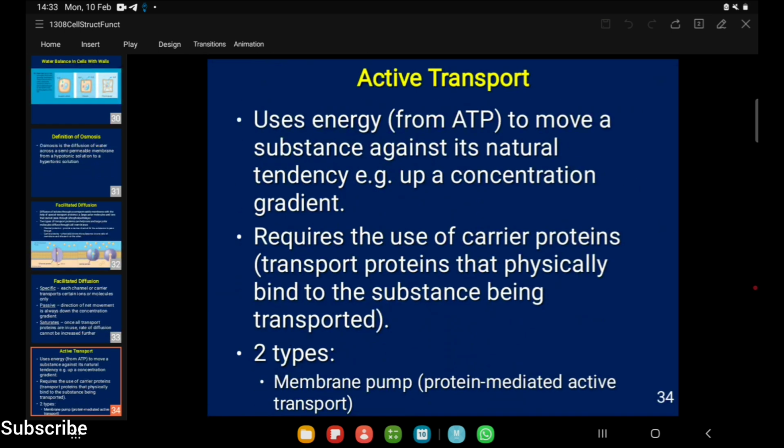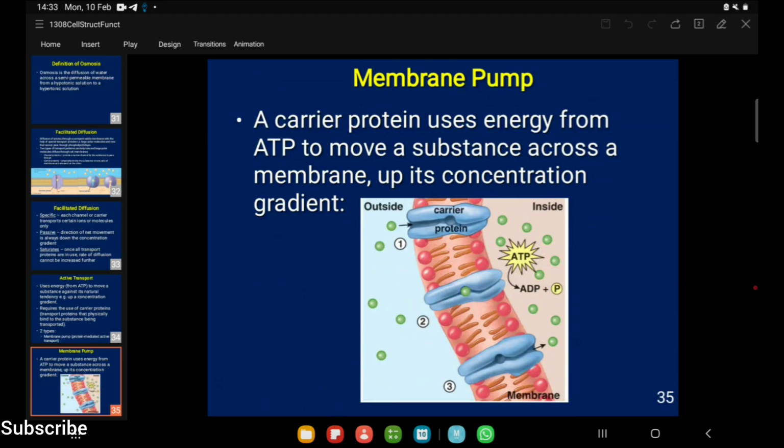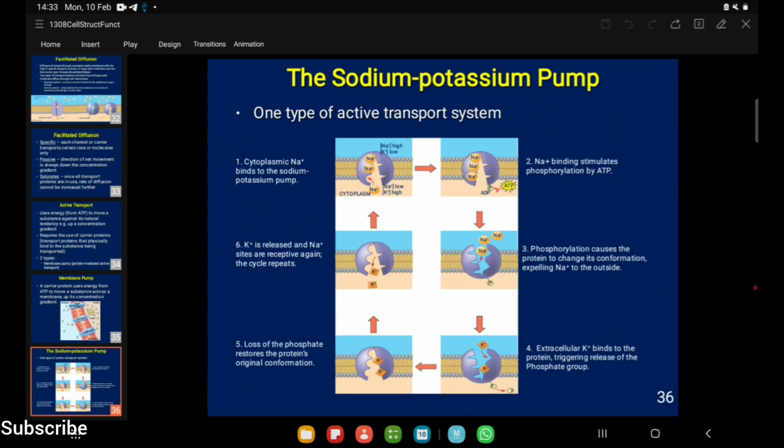Active transport means they need energy to move from one place to another. It uses energy, meaning ATP form. Energy equals ATP to move a substance against its natural tendency, up a concentration gradient. It requires the use of carrier proteins, transport proteins that physically bind to the substance being transported. There are two types, membrane pump and the sodium potassium pump.